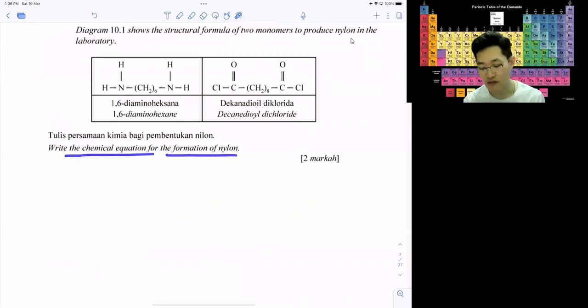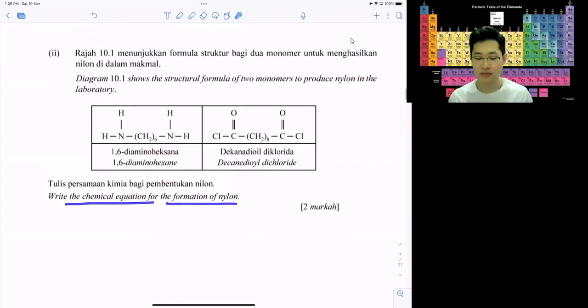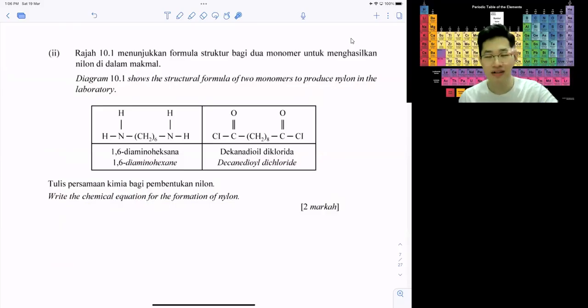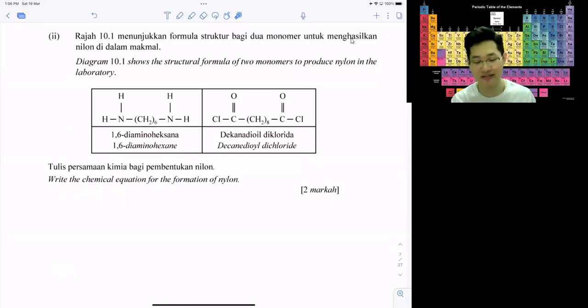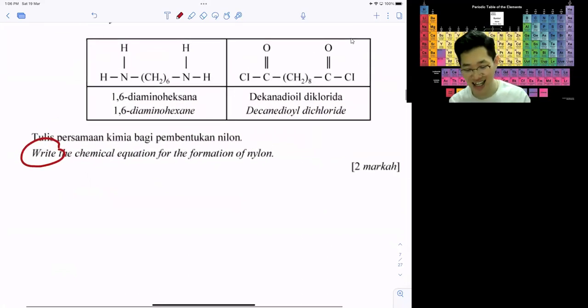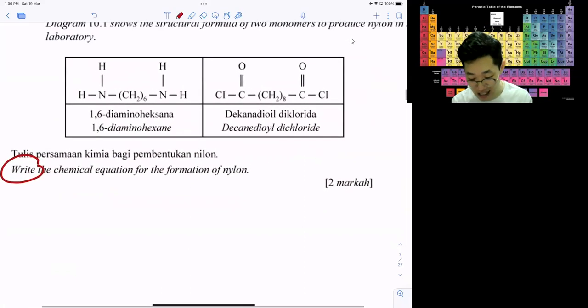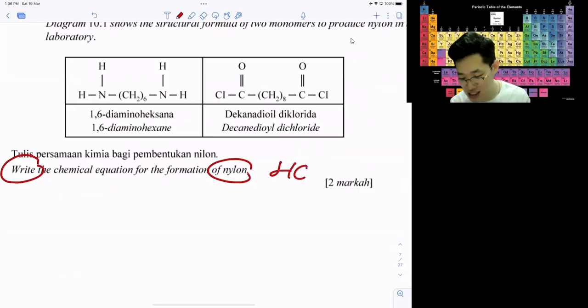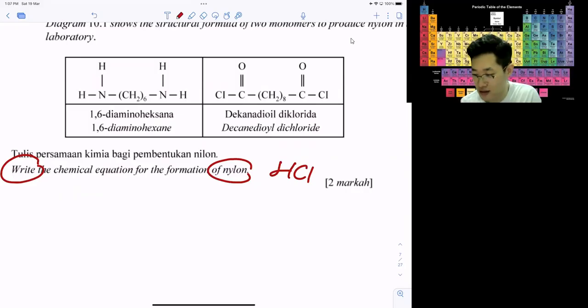Write the chemical equation for the formation of nylon. Actually, for the process of polymerization, they can accept a formula, a structural formula. But since they say write, then we write. Okay, how to write that? See, this is nylon. Nylon, take out HCl.